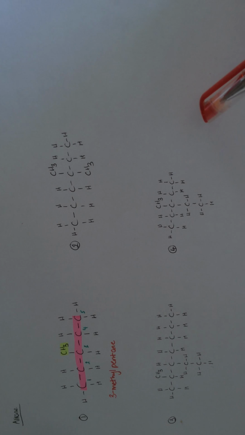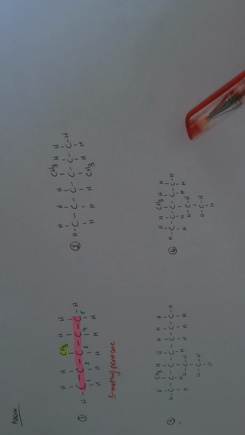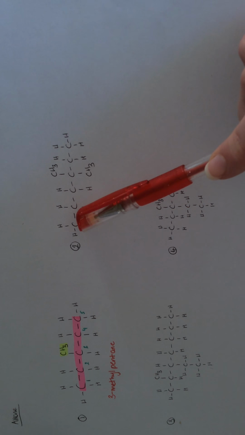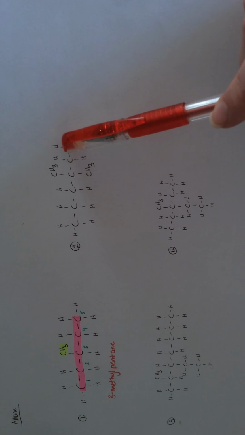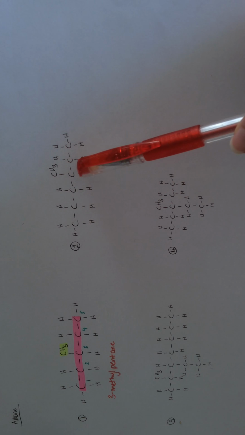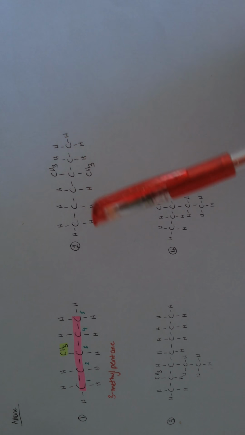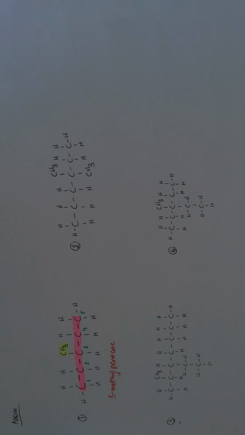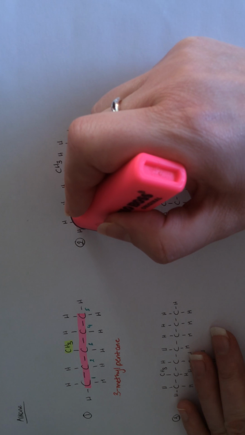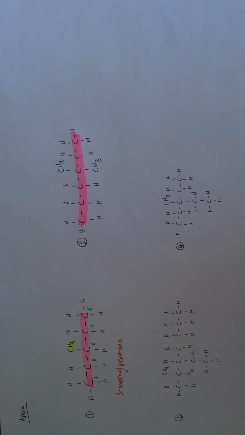First things first, how many carbons does it have in its longest continuous chain? 1, 2, 3, 4, 5, 6. So straight along the middle is the longest continuous carbon chain, and I'm just going to highlight that quickly.